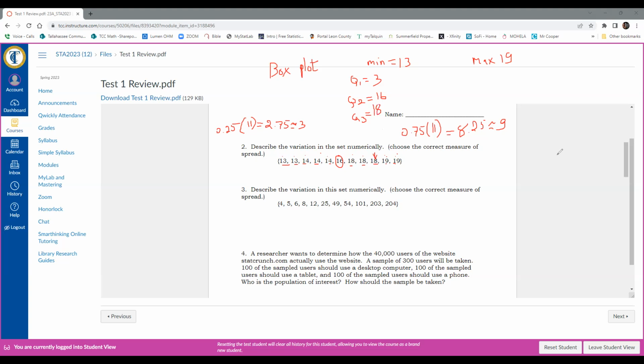So if you have to do the box plot for it, how does it look? Let's do a ruler. I'm going to do a ruler up to 20. This is 0. This is 5. This is 10. This is 15. And then this is 20.